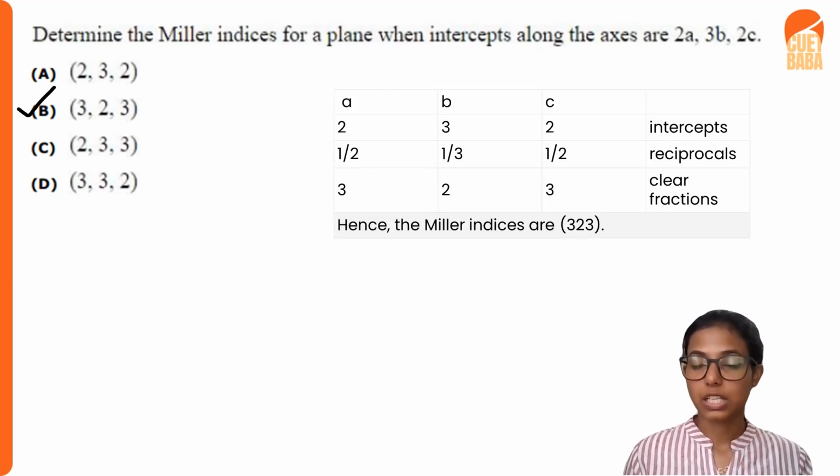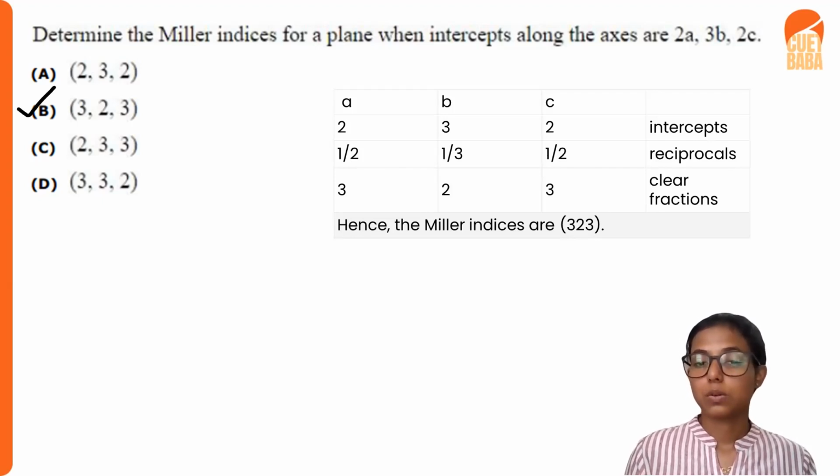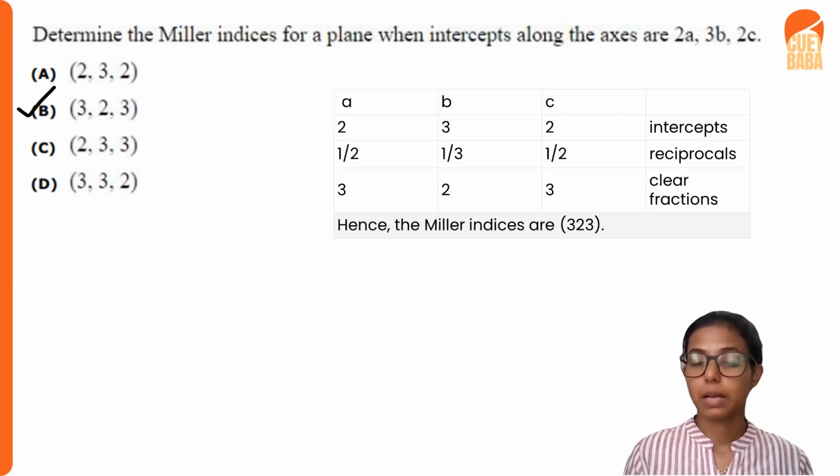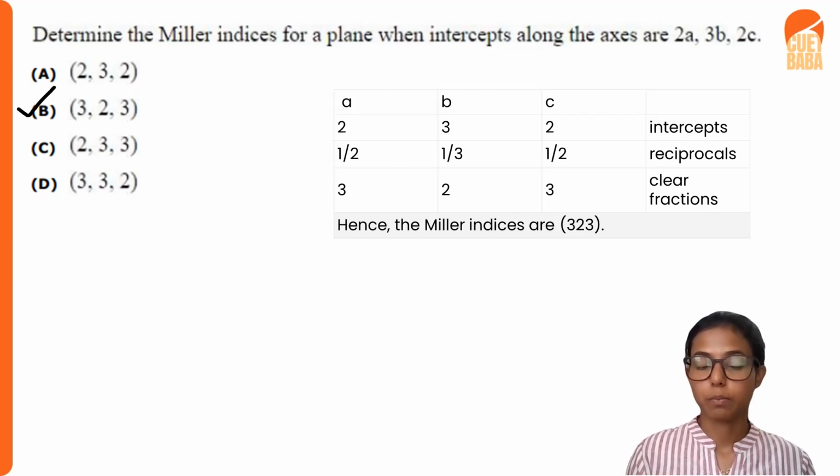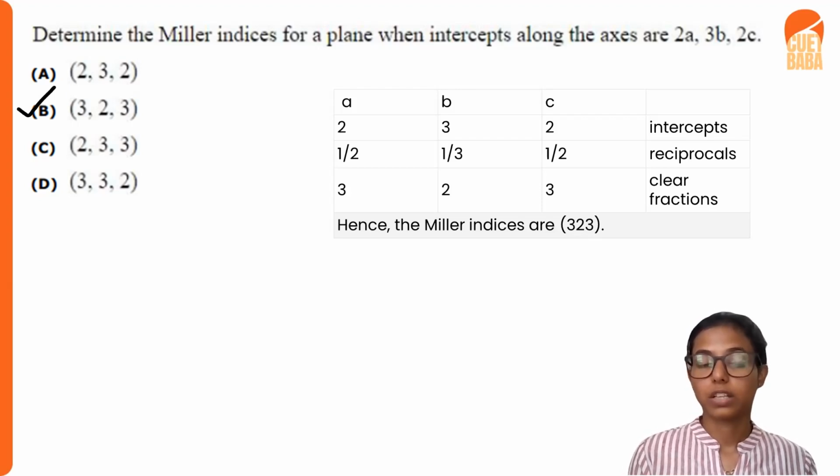Next step, we want to clear the fractions. In order to clear these fractions, we can multiply each of these terms with 6. So 1 by 2 into 6, 1 by 3 into 6 and 1 by 2 into 6. So when we clear the fractions, the Miller indices will be 3, 2, 3, and the correct answer will be option B. That is, the Miller indices of this plane will be 3, 2, 3.